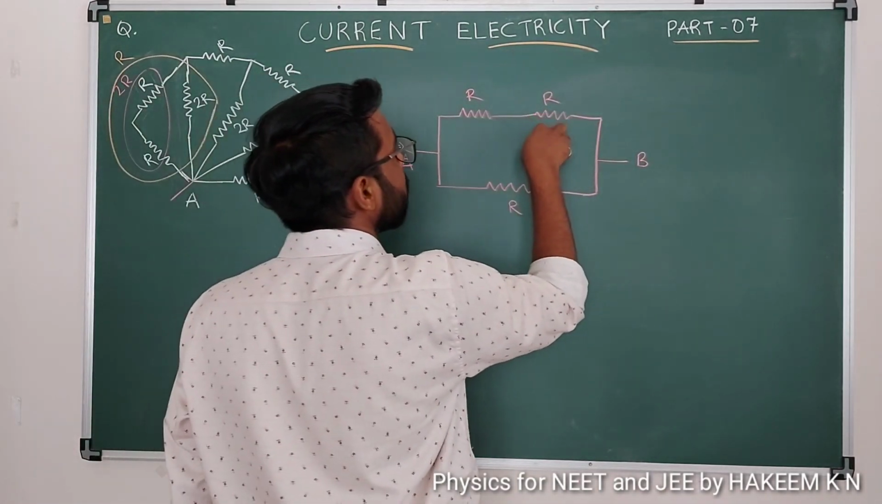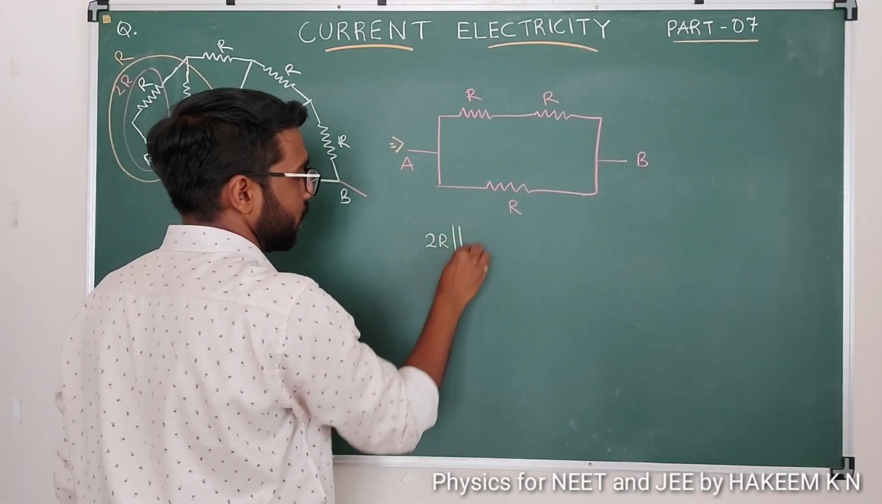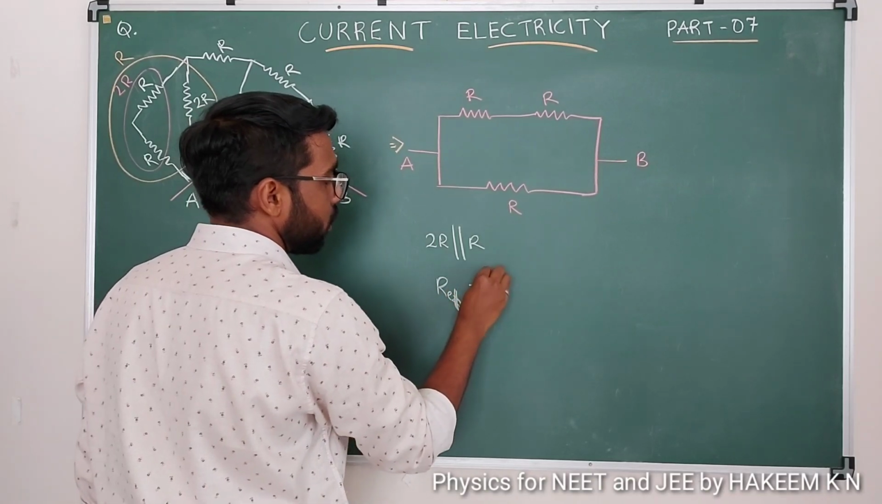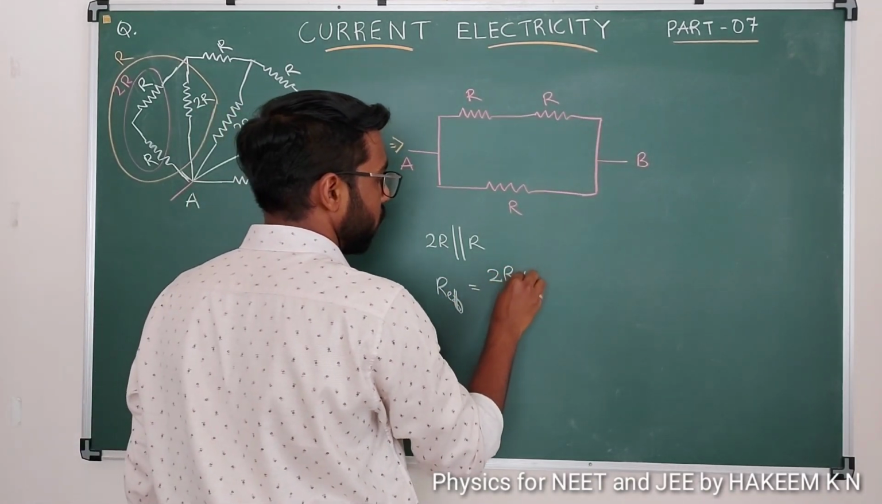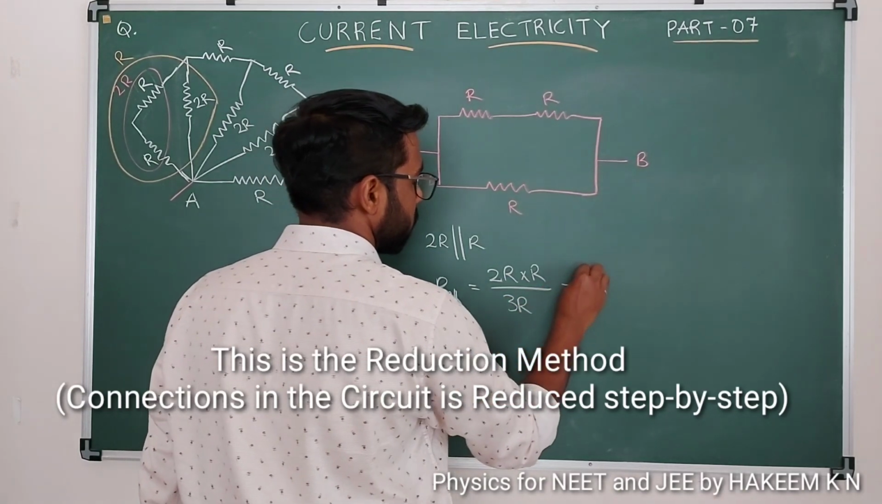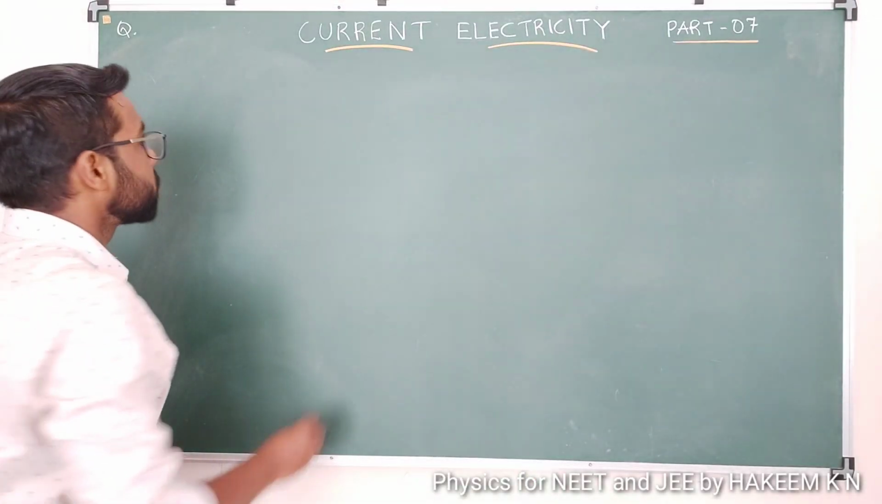So here we got 2R. 2R parallel with R. 2R parallel with R, we will get R effective equal to what? R1 into R2 by R1 plus R2, 2R into R by 3R. We will get effective resistance as 2R by 3. Next question.